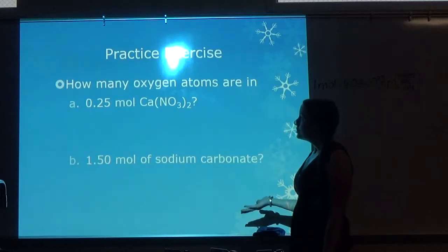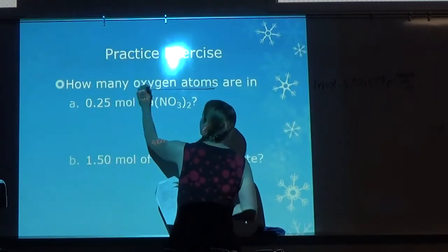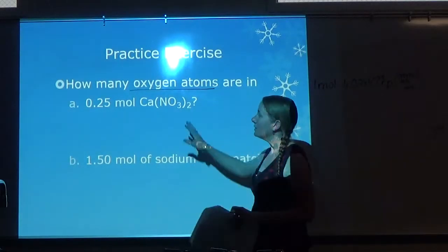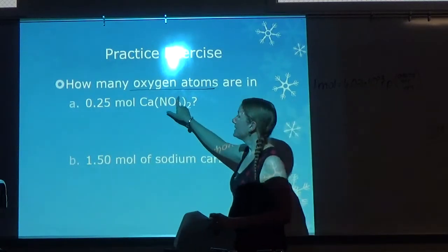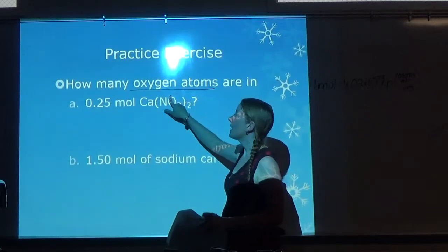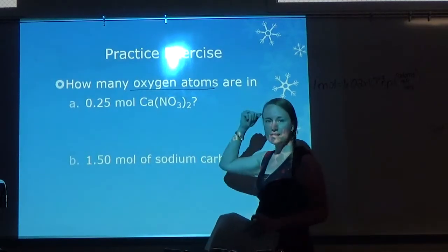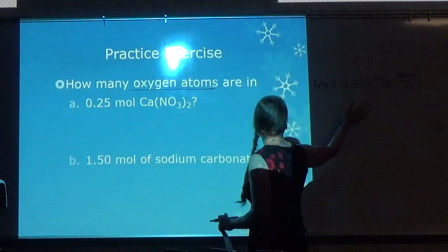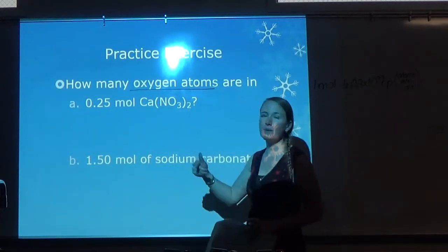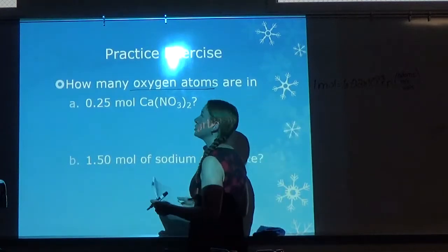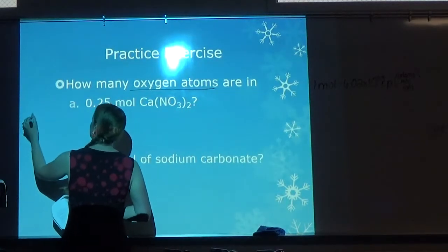So how many oxygen atoms, so notice it's just asking me about oxygen atoms, are in 0.25 moles of CaNO3 2. Now again, this is an ionic compound. It's not really a molecule, but just for the sake of using our units that we have over here, we'll just call it a molecule right now. We can't really call it an ion because it's also made of multiple ions. So it's not like it's just one ion. But anyway, so let's start with what we're given.